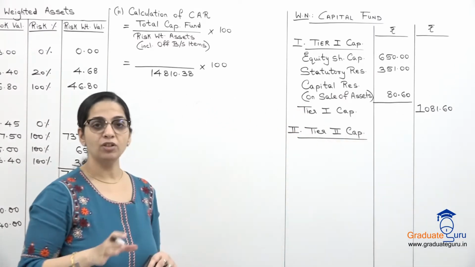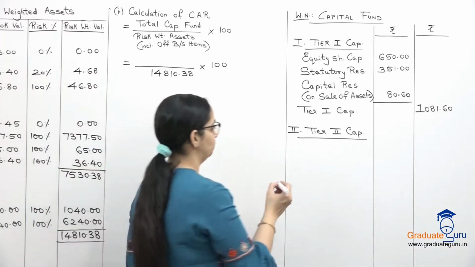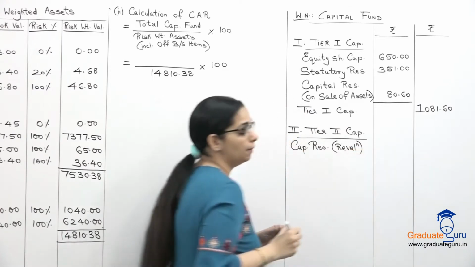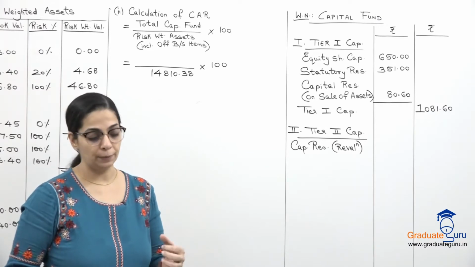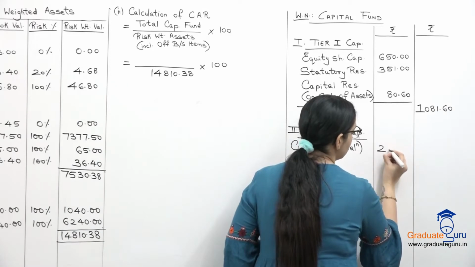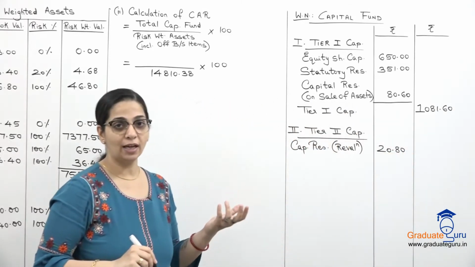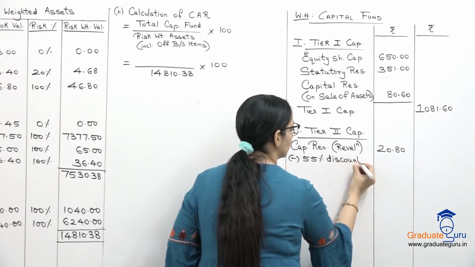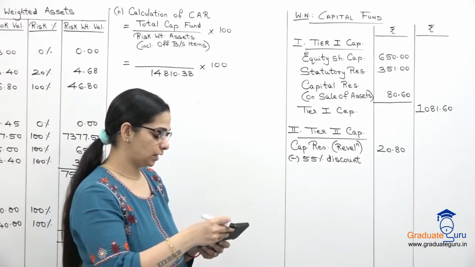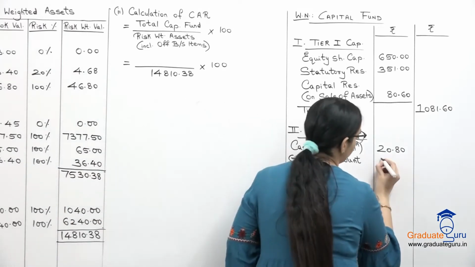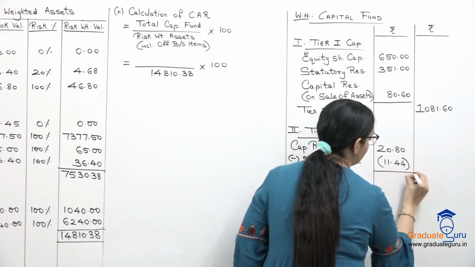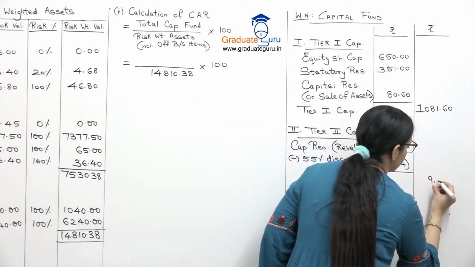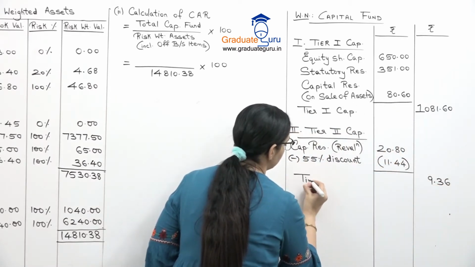And in this sum, in tier 2 capital we just have one thing, which is our capital reserve on revaluation. So let's write that. Revaluation. But in this capital reserve we have to subtract the discount. So let us write the amount first in the inner column, 20.80. And if you remember the format that I showed you, there you have to subtract your 55% discount. So let us calculate 55% of 20.80. 11.44 is the discount. And after subtracting that we will get our tier 2 capital. So when we subtract that from 20.8, we get 9.36, and this is our tier 2 capital.